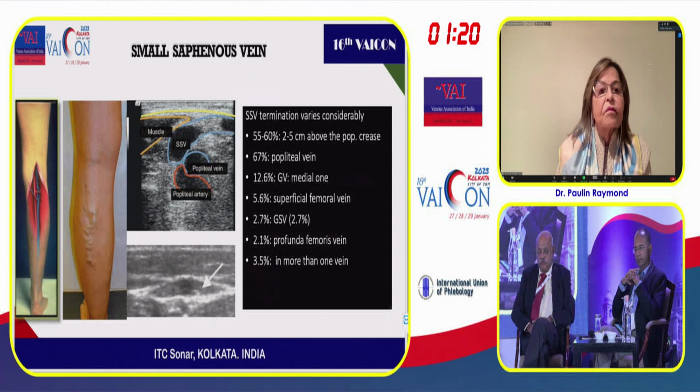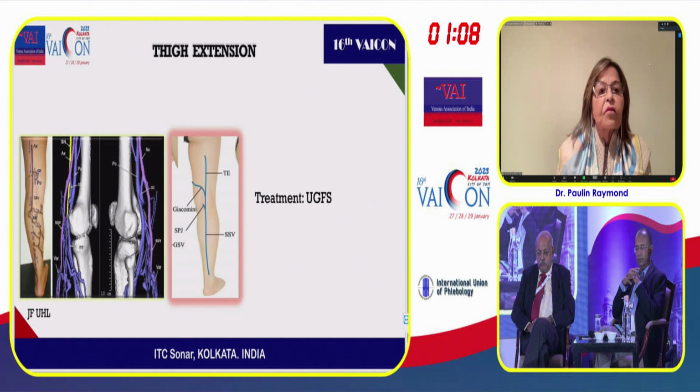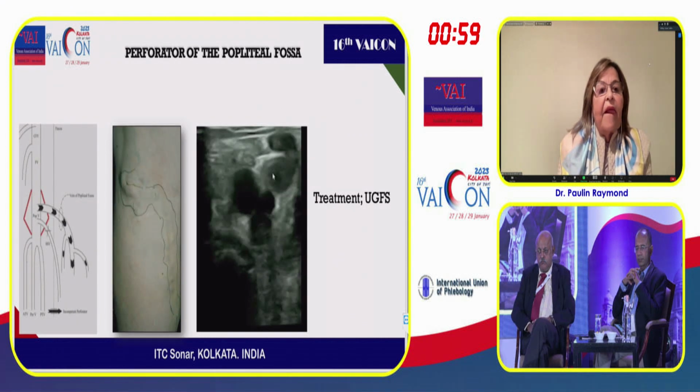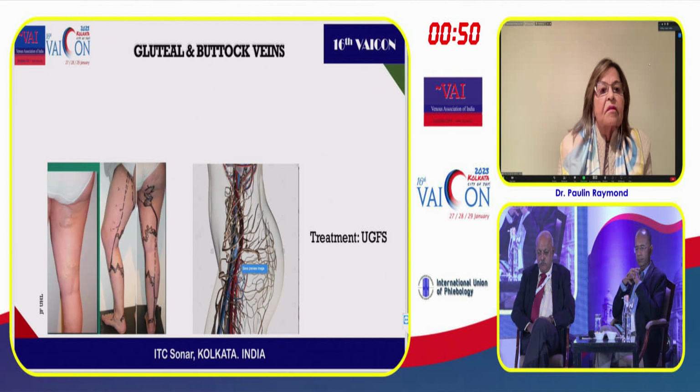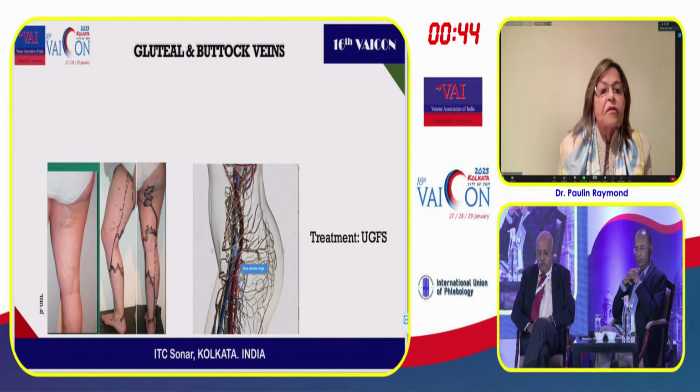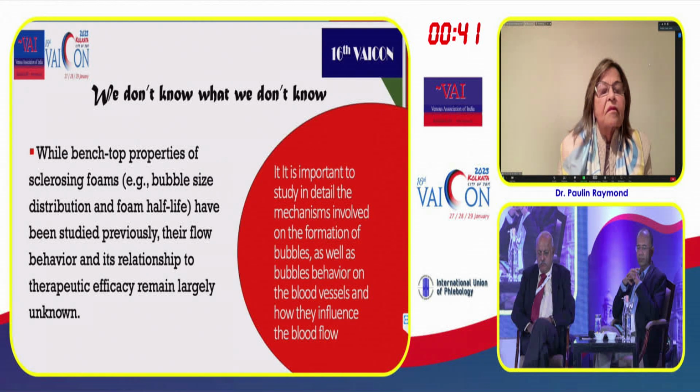Small saphenous vein, due to the variability of the termination, ultrasound foam sclerotherapy is a good approach for the small saphenous vein. Thigh extension, also ultrasound-guided foam sclerotherapy is an excellent treatment. Giacomini vein also. Perforator of the popliteal fossa is a good indication for ultrasound-guided foam sclerotherapy due to the location of the tibial nerve. Gluteal and buttock veins are veins of difficult access, so ultrasound-guided foam sclerotherapy is also an accepted treatment.